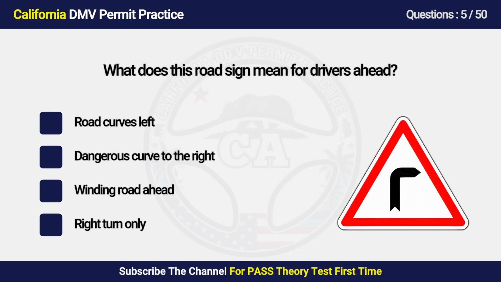A. Road curves left. B. Dangerous curve to the right. C. Winding road ahead. D. Right turn only.